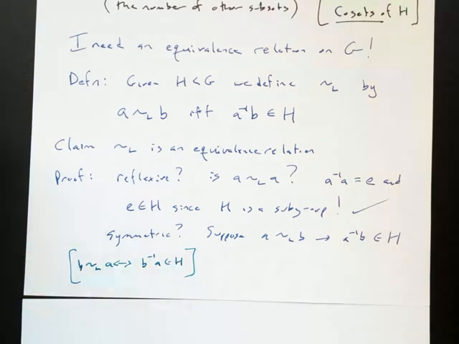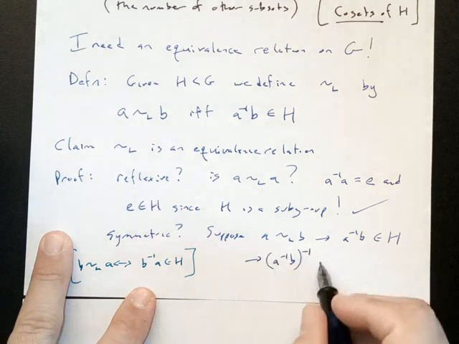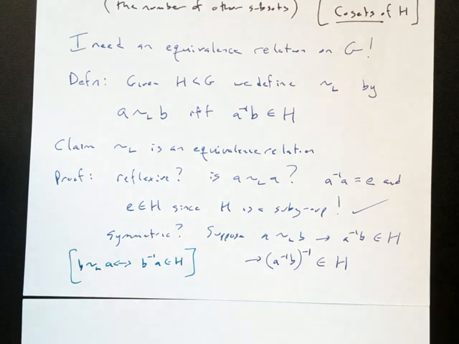Right now, I only know that A inverse B is in H. How do I get from A inverse B to B inverse A? Exploit that same theorem now. H is a subgroup, so H not only contains the identity, it contains inverses of things that are in it. A inverse B is in H. That means that the inverse of A inverse B is also in H. Because H is a subgroup.